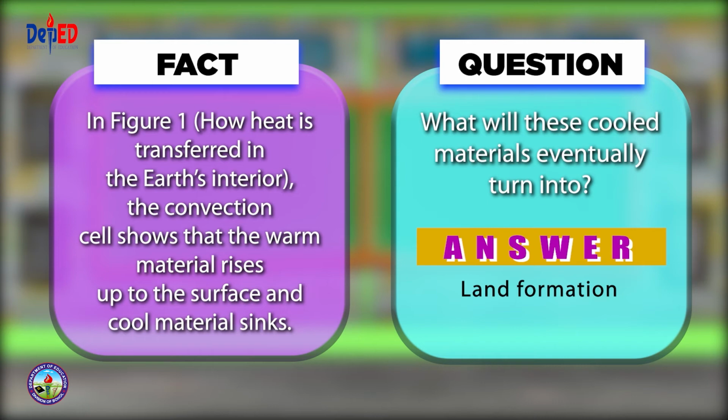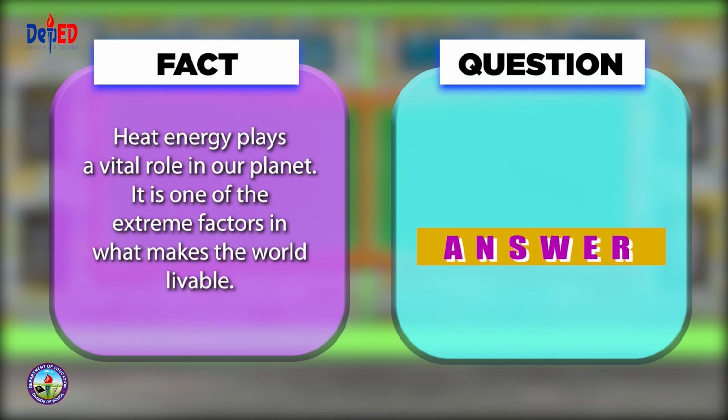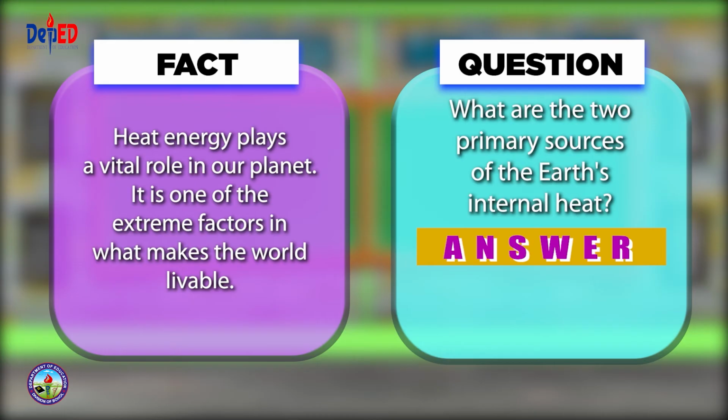Correct. Number 3, fact. Heat energy plays a vital role in our planet. It is one of the extreme factors in what makes the world livable. Question, what are the two primary sources of the Earth's internal heat? The answer? Primordial and radiogenic heat. Very good.